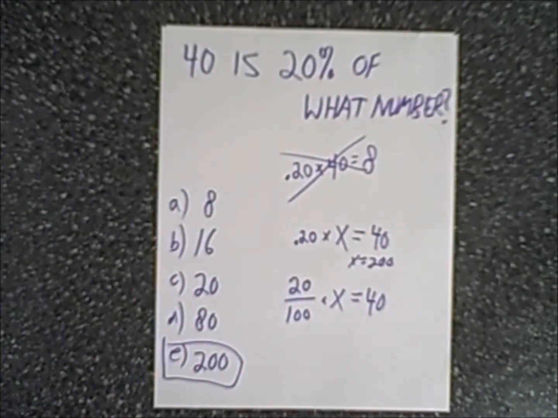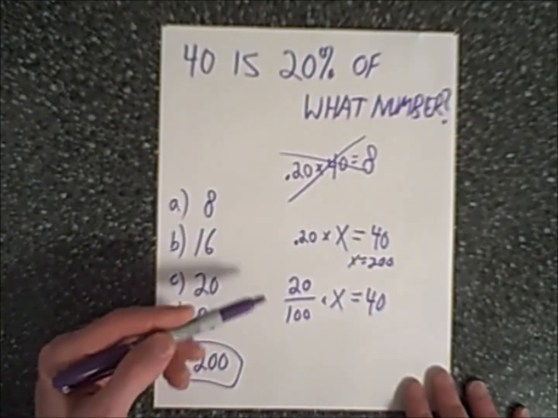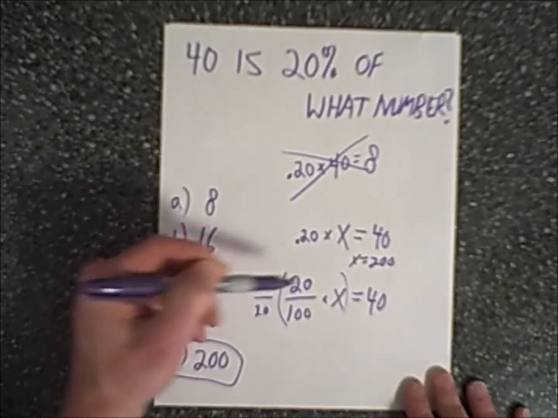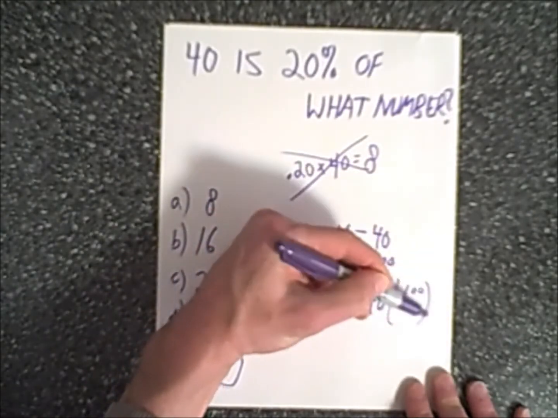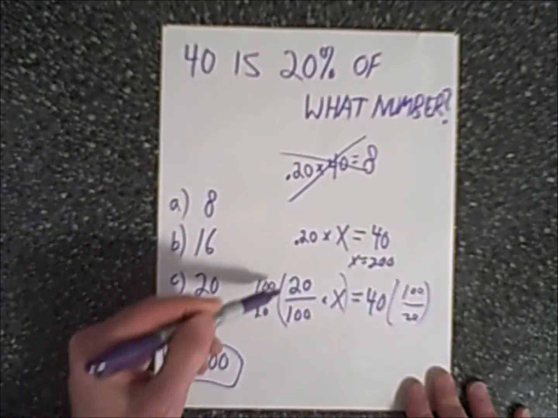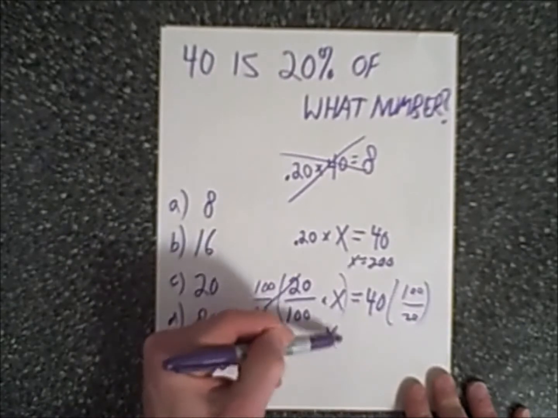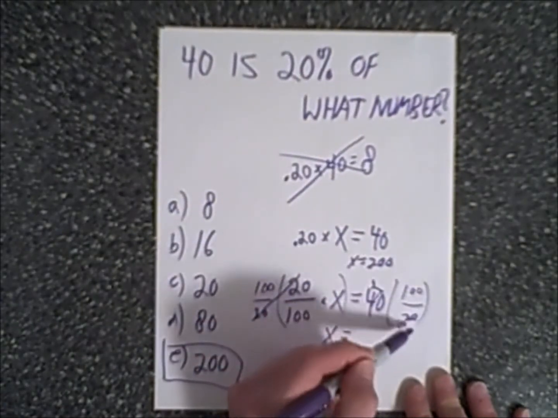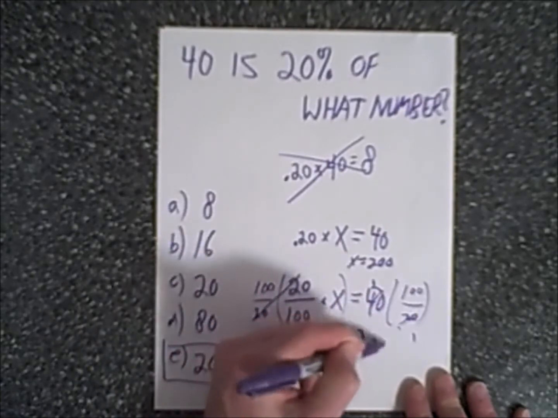We'll actually check this by looking at the fraction. What we're going to do is multiply both sides by 100 over 20. Of course this cancels and leaves x. And this is, make that a 2 and this a 1. And we are left with 200.